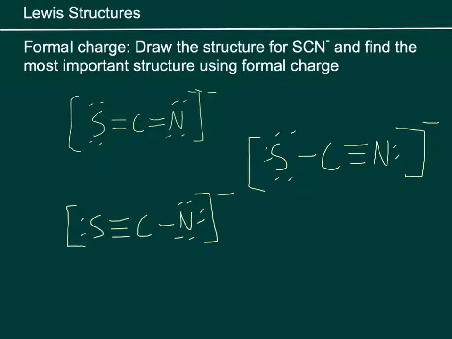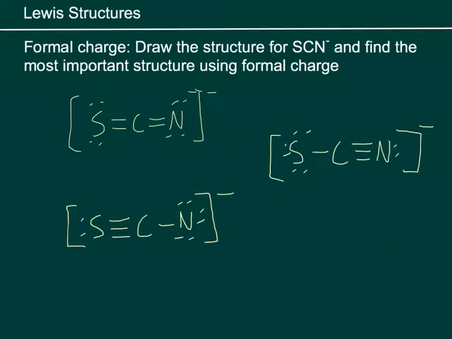Alright, so those are the 3 Lewis structures that you can draw for this molecule. Now what we're going to do is go through and analyze them for formal charge. So, an important thing to remember is that the formal charge is equal to the number of valence electrons that it has on the periodic table, minus the assigned.